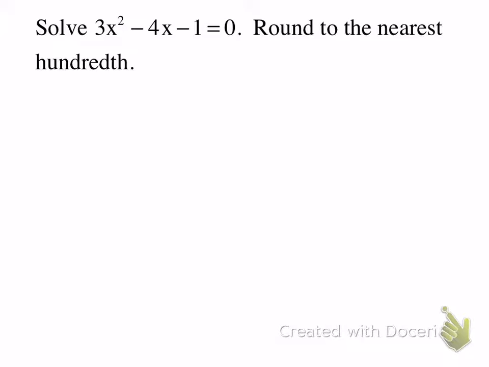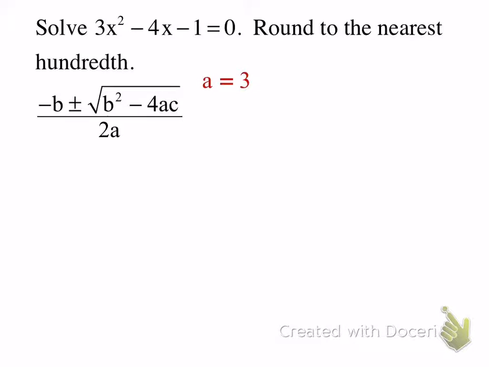Okay, so when using this, again, you're always going to write your quadratic formula. What's my a, my b, my c? A is 3, my b is -4, my c is -1. I had a couple kids that got this wrong because they didn't list them and they left out negatives.